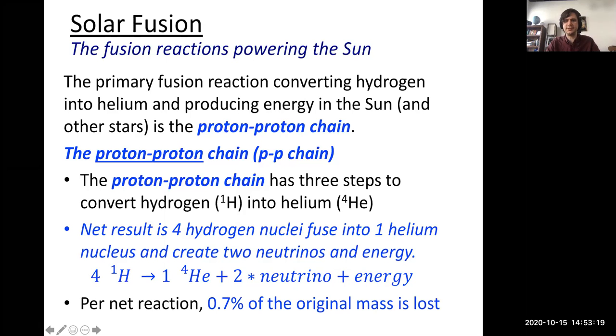Oh, that makes Dr. Lindsay happier. So we'll get four neutrinos plus energy.